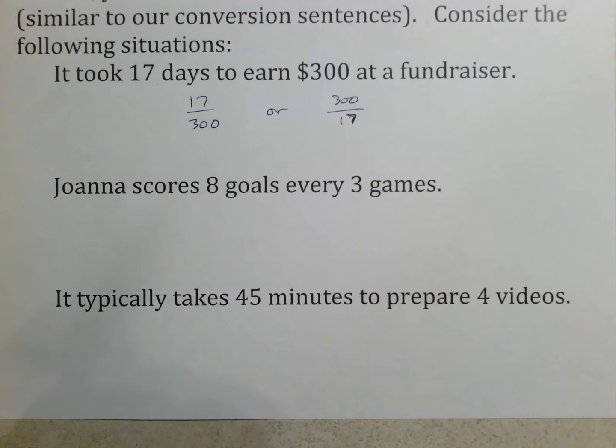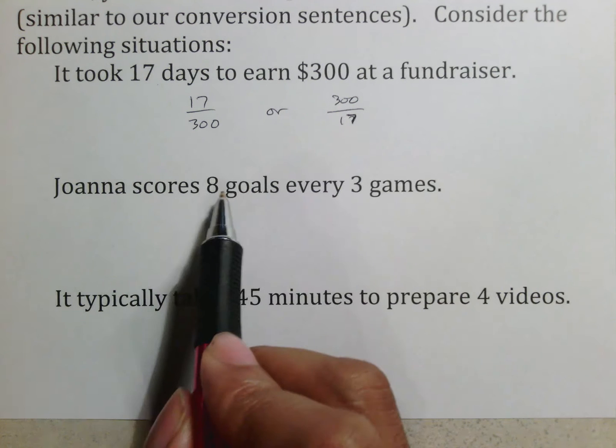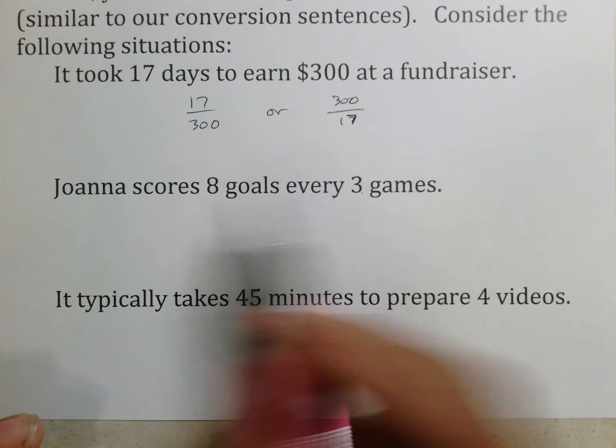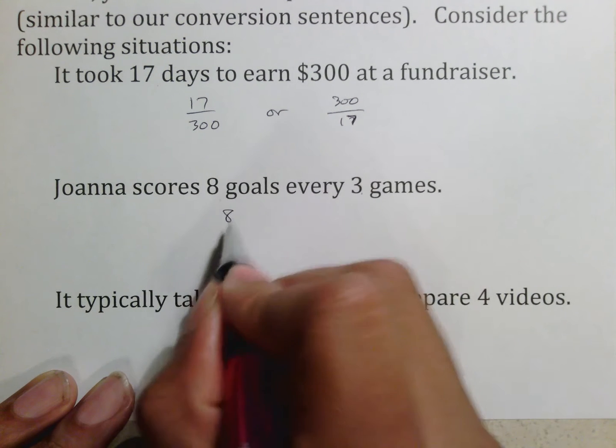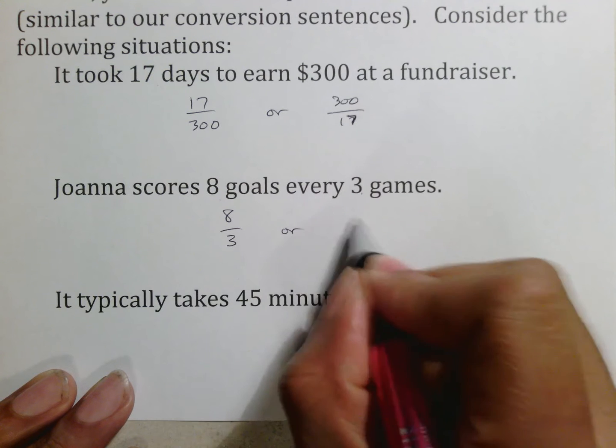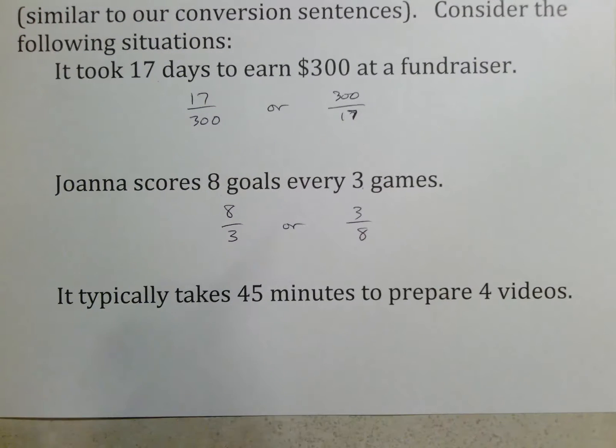Joanna scores 8 goals every 3 games. Again, if it takes her this long to score that many goals, you could put it down as 8 over 3, or you could put it down as 3 over 8. That's it. That's what a ratio is.